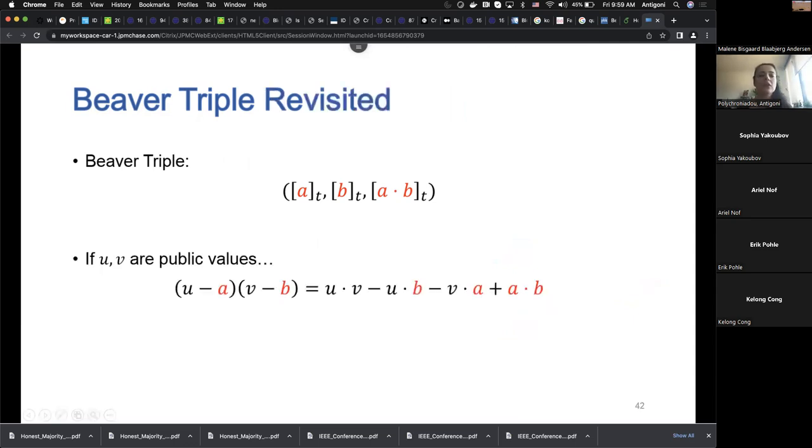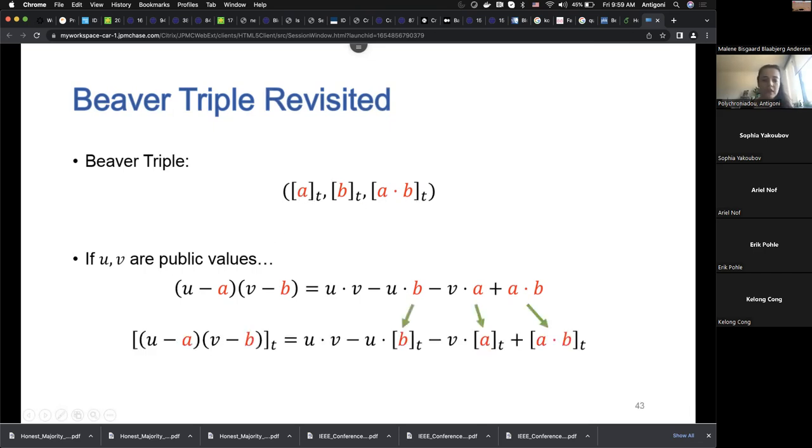Okay. So I assume that you're familiar with Beaver triples. What we can do, if we have these public values, is that if the parties have values of the form u minus a and v minus b, where a and b come from the Beaver triples, then we can actually operate on the shares. Given the shares of the Beaver triples, you are able to communicate and do multiplications. Okay, so I'm assuming that you're all familiar with this.